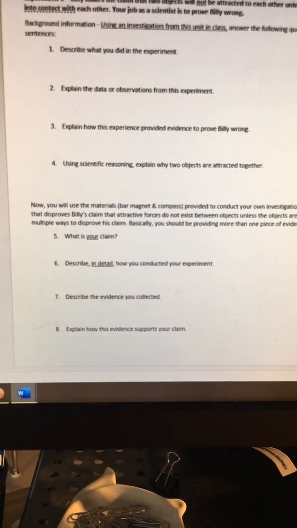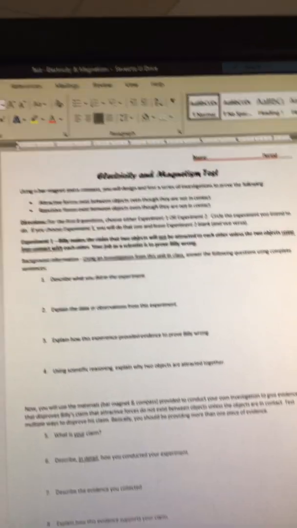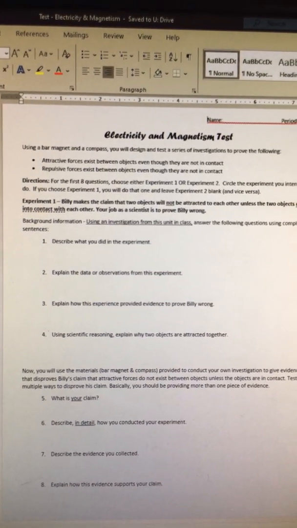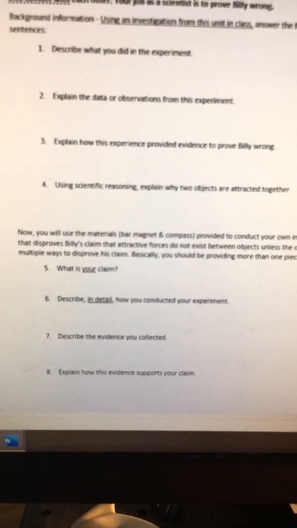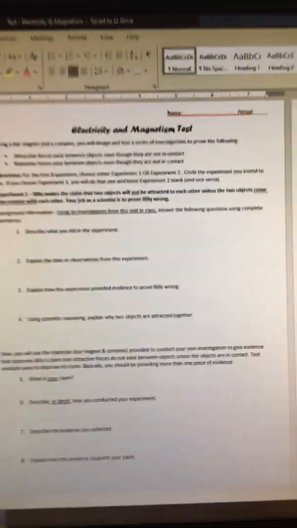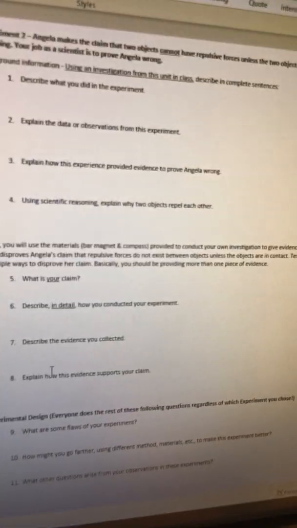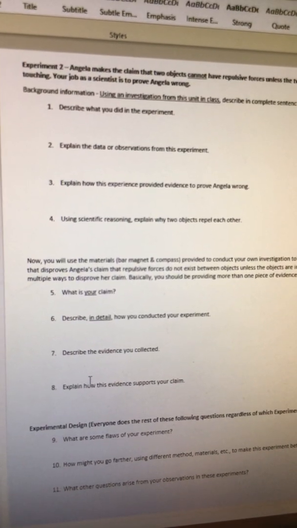So it asks you on number 5, what is your claim? Okay, so remember that Billy's claim for experiment 1 was that two objects won't be attracted unless they're touching. So then what is your claim if you do experiment 1? Same on experiment 2. If Angela says that two things won't repel each other unless they're touching, then what is your claim? Okay, so that's question 5.